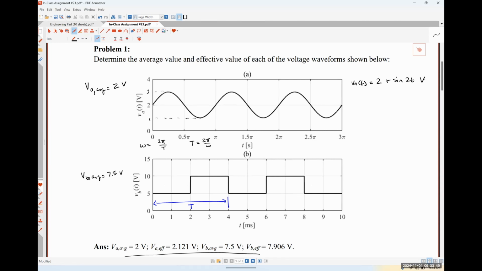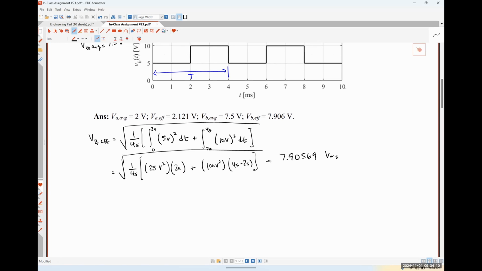Because we're not used to dealing with sine functions so much, I'm going to call this 2 plus cosine 2t minus 90 degrees volts. Are we okay with that? All right, so let's get down here and do some gross math.